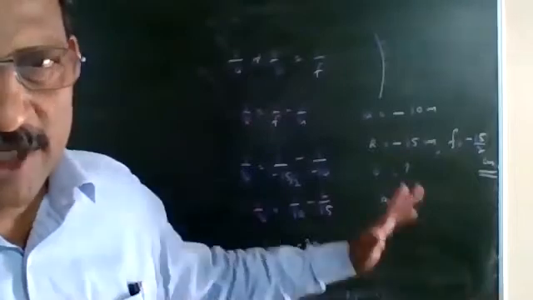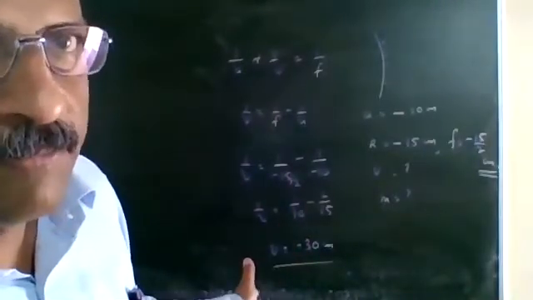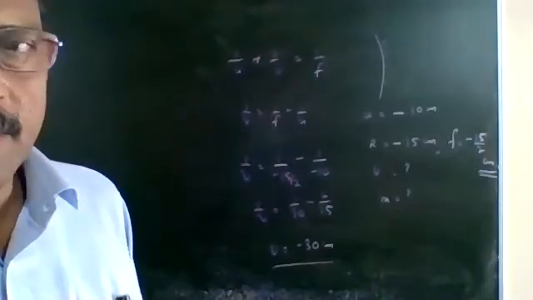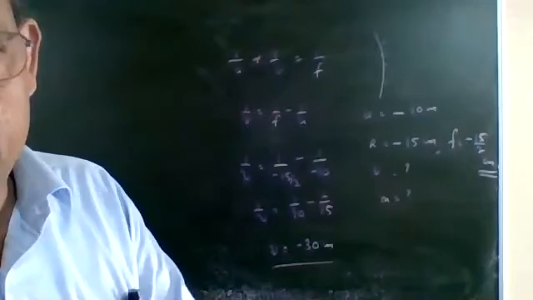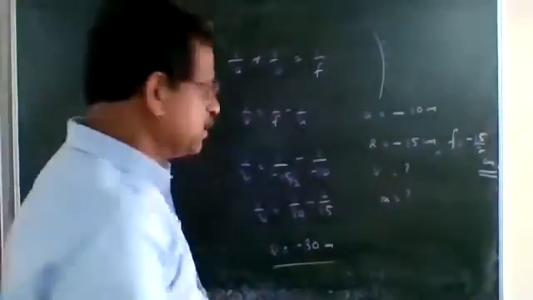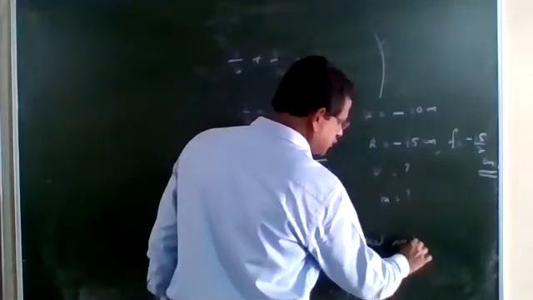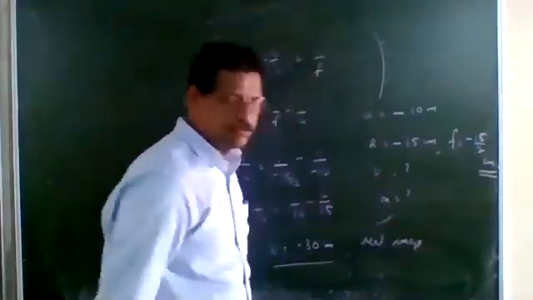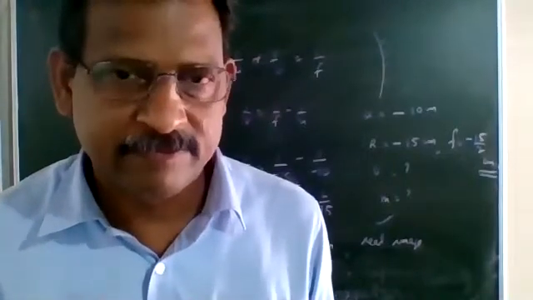Minus means the image is on the left side. It is on the left, real side. It's a real image. Minus 30 means it is on the left side, so it's a real image. All the real images are on the left side. The nature of the image is real and the distance is 30 centimeter to the left.